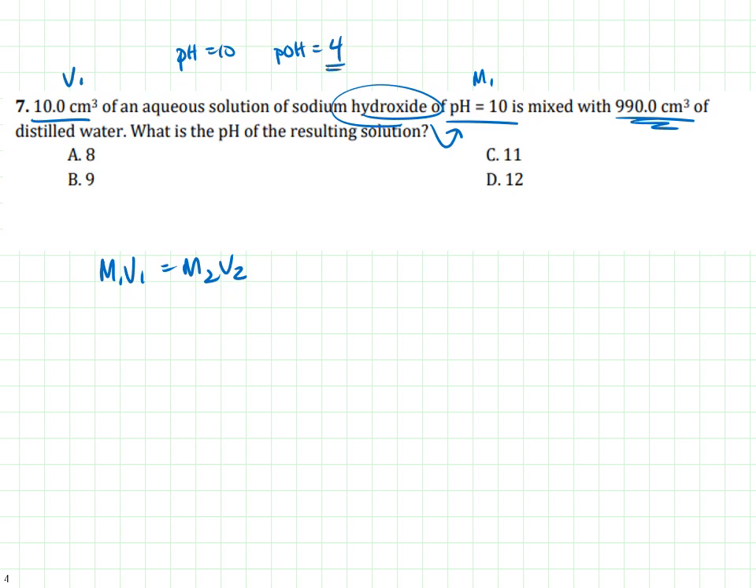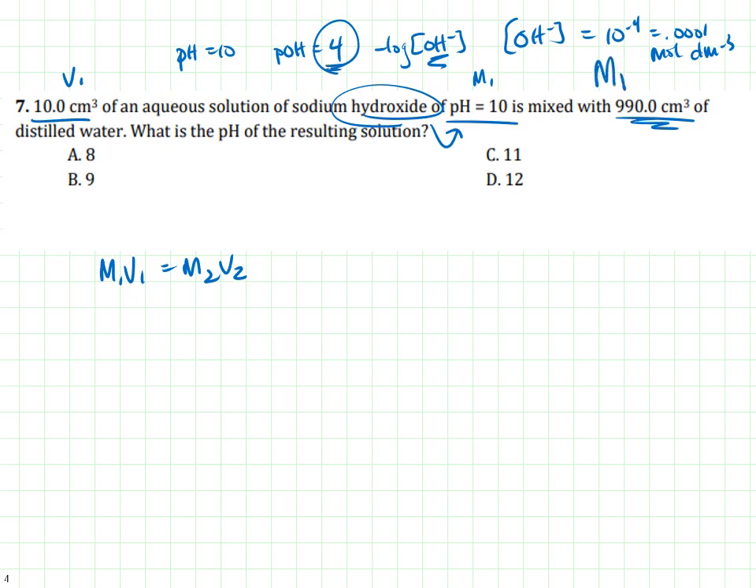We get this by finding the negative common log of the hydroxide concentration. Negative common log is what is the negative exponent on a 10 to find that concentration. So if 4 is my negative exponent on the 10, I'm just going to put that 4 back as a negative exponent on a 10. So 10 to the minus 4, or 0.0001, is my concentration in moles per cubic decimeter. Here is M1.